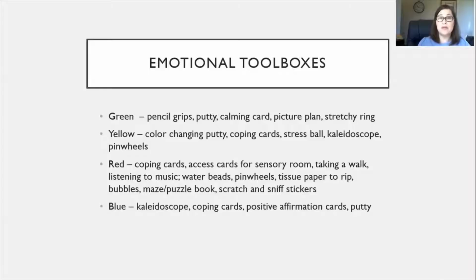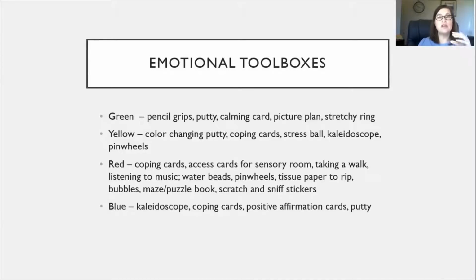Bubbles, blowing bubbles can often calm children down. So bubbles come in very small containers that are good for this type of toolbox. A maze or puzzle book, an activity that the child may be able to engage in. These also come in miniature form that we will be able to fit into our toolbox. And perhaps some scratch and sniff stickers, which require the use of our sensations.